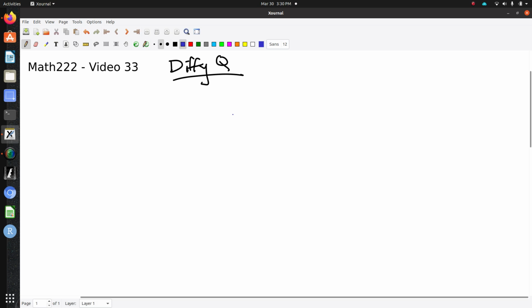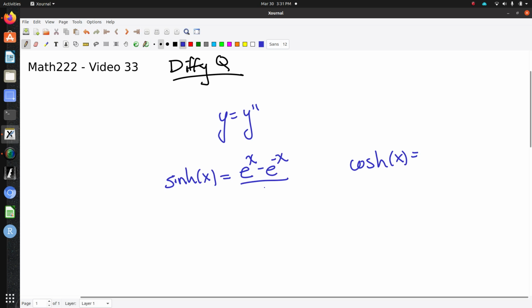Okay, so there is something else, y equals y double prime. There are 2 functions that I want you to be aware of that do this. We call them hyperbolic sine and hyperbolic cosine, but we just say sinh and cosh just because it's easier. Okay, so sinh is e to the x minus e to the minus x all over 2, and cosh is e to the x plus e to the minus x all over 2.